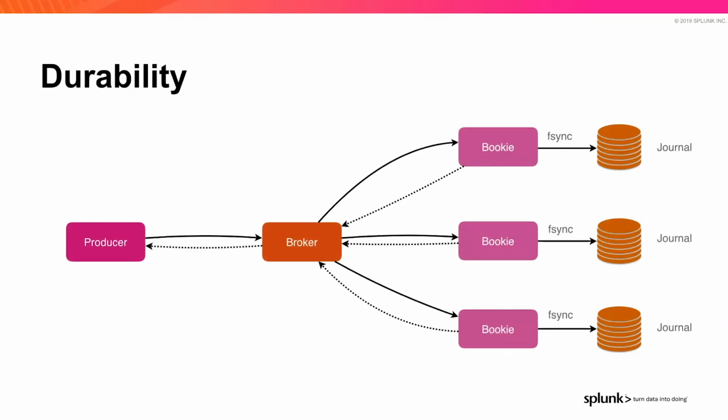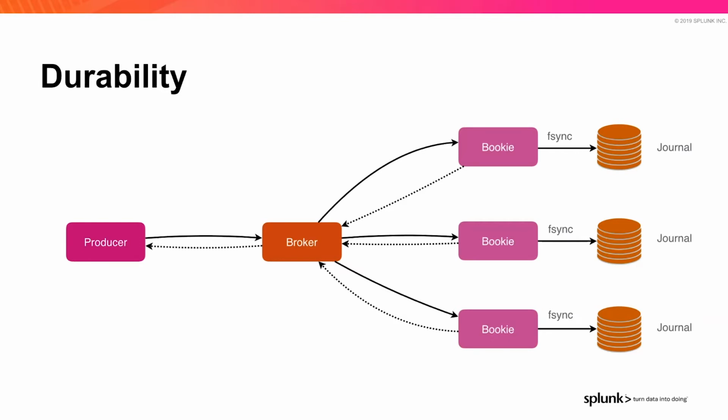So how does it provide this? When the data is ingested from a producer, it goes into the broker, and then from the broker, it goes into the bookie. And when the data is received in the bookie, the data is fsynced and flushed into the disk before the acknowledgement is generated from the bookie. So from that point of view, it gives you persistent durability.